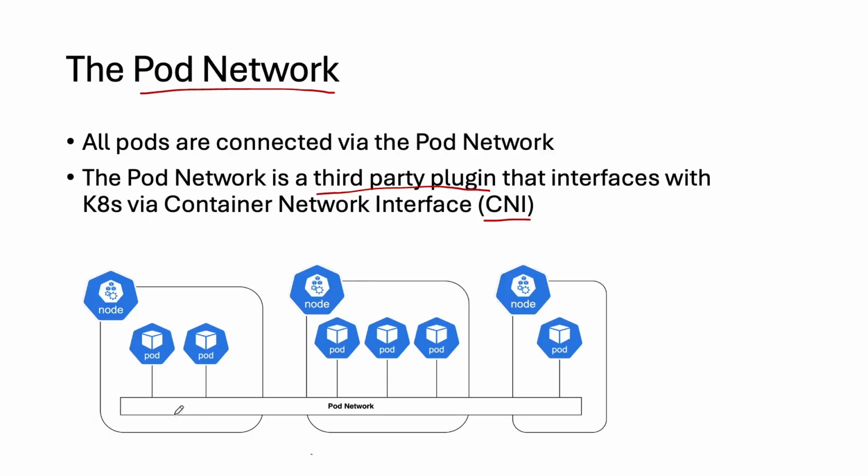So in this illustration, what you can see is you have these nodes, and these nodes might have their own network with how they are connected with each other. But then there is an overlay, the pod network overlay, through which all the pods are connected.